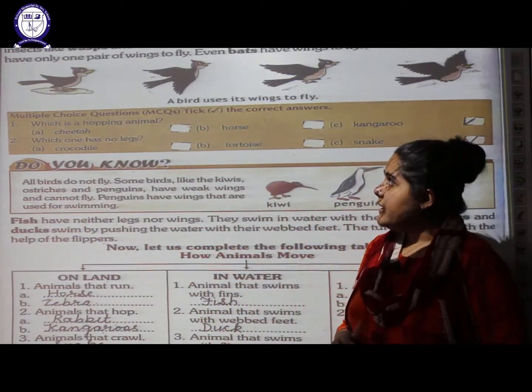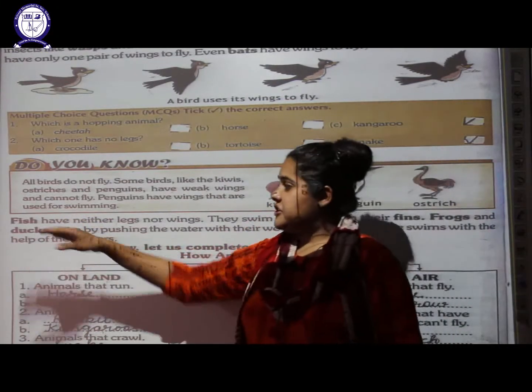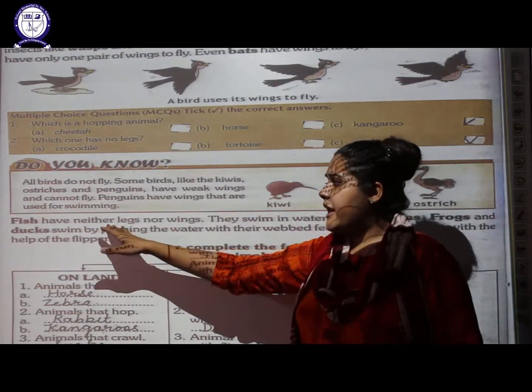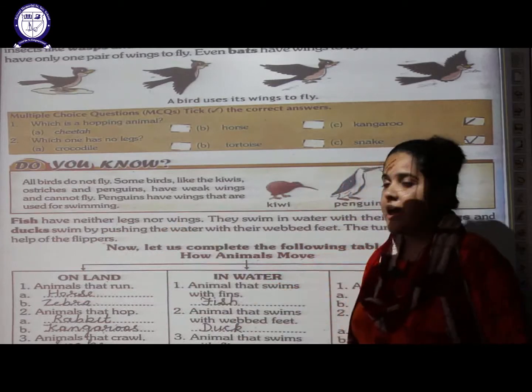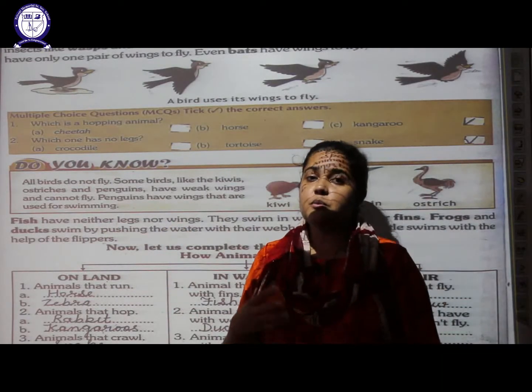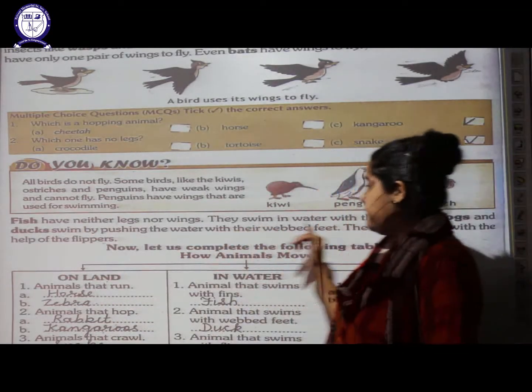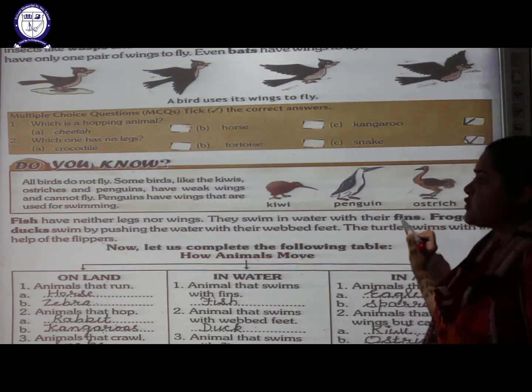So let's go to the next part, that is the fishes. In the case of fish, they have neither legs nor wings. So how does the fish move in the water? How does it swim? The fish have fins which help them to swim in water.